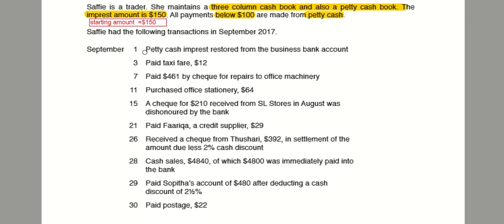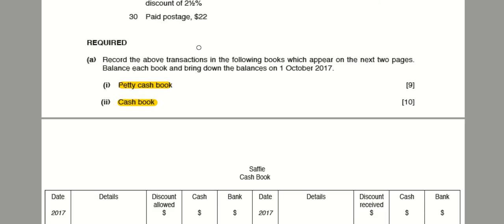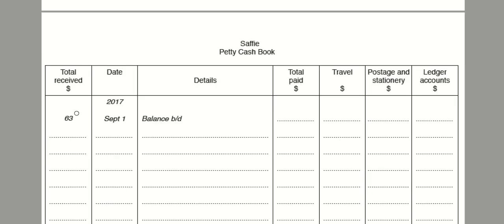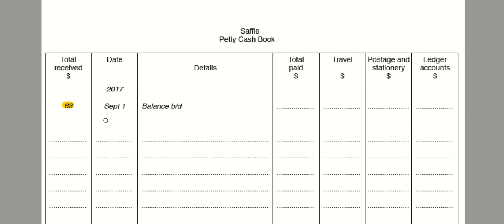On September 1, the petty cash is restored. So imprest is restored here, and you again have to see that imprest has to be 150. So we'll go down in the petty cash book and see how much is already there, and we'll make it 150. You see 63 is there already. So we're going to make it 150. We'll subtract this from 150, and we will restore 87. So 87 in the total received column, and it is September 1. You can just put 1, and this is the imprest restored, but we have to check.